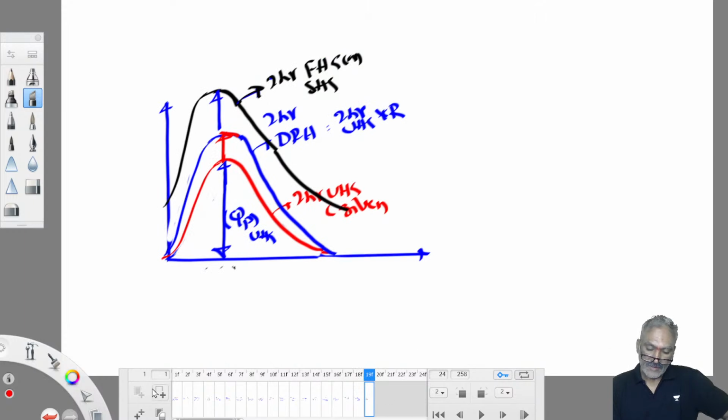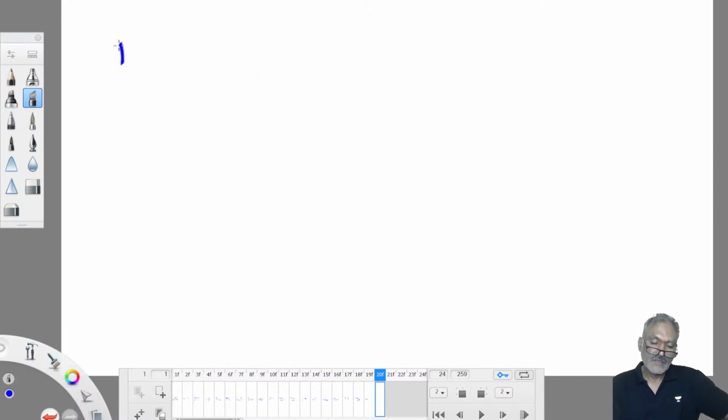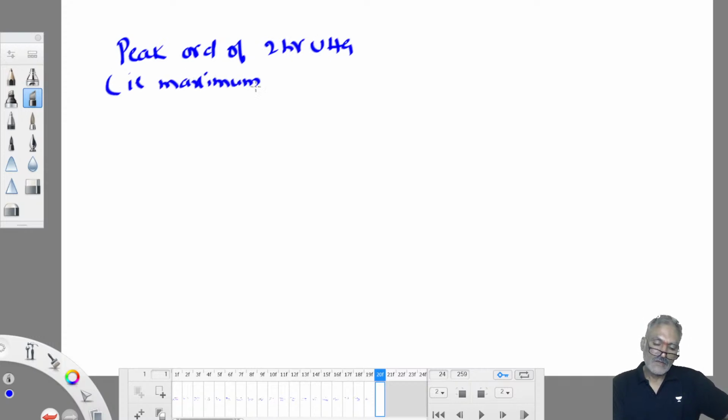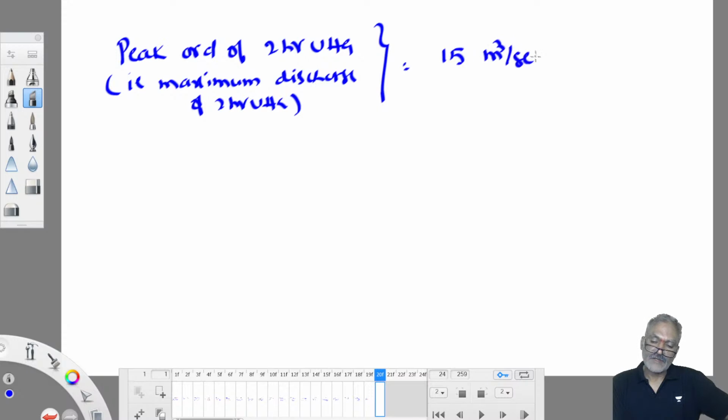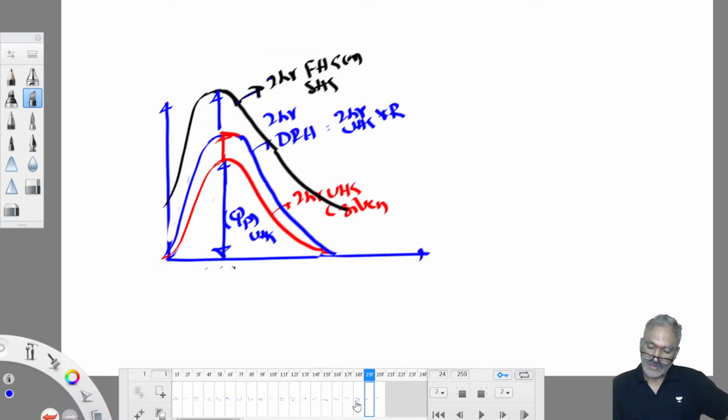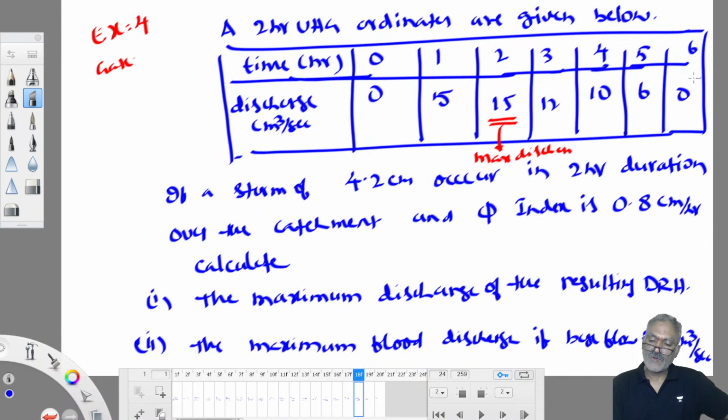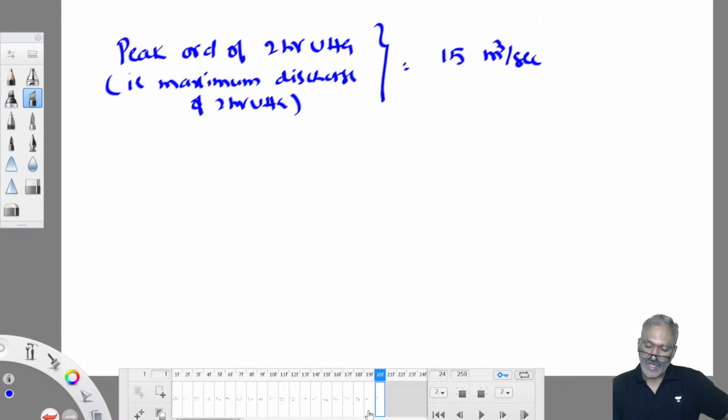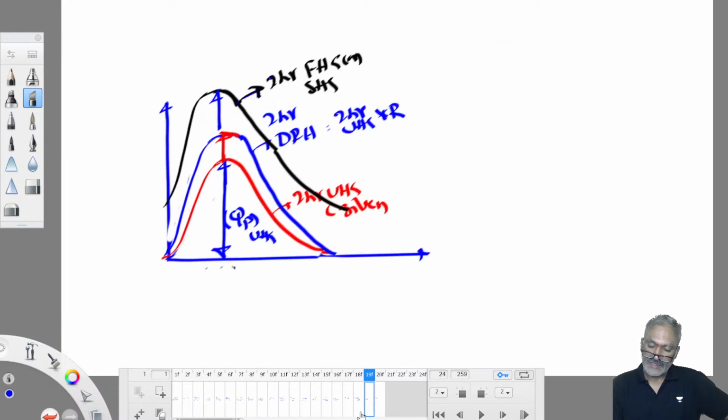So therefore, P coordinate of 2-hour unit hydrograph, that is maximum discharge of 2-hour unit hydrograph. So that is there in the question from the table, 15 meter cube per second. This is maximum among all values, whichever is maximum, that is P coordinate of 2-hour unit hydrograph. Where peak of 2-hour unit hydrograph there only peak of direct runoff hydrograph also occur.